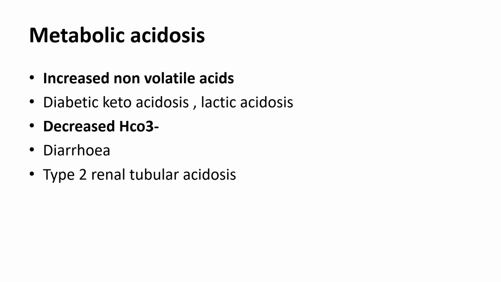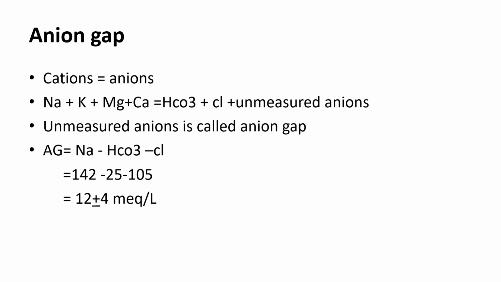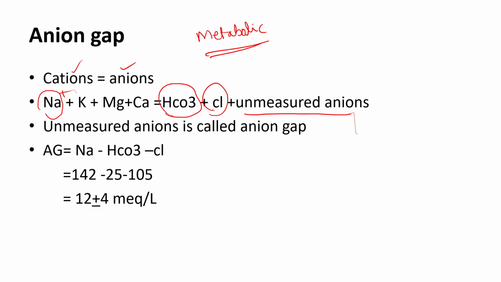So we'll talk about metabolic acidosis. It's of two types. One is increased acid, either diabetic ketoacidosis or lactic acidosis, or decreased bicarbonate, as in diarrhea or type 2 renal tubular acidosis. So in metabolic acidosis, there is a term called the anion gap. Usually cations equal anions. So primarily we are considering sodium, bicarbonate and chloride, and there might be some unmeasured anions like proteins.